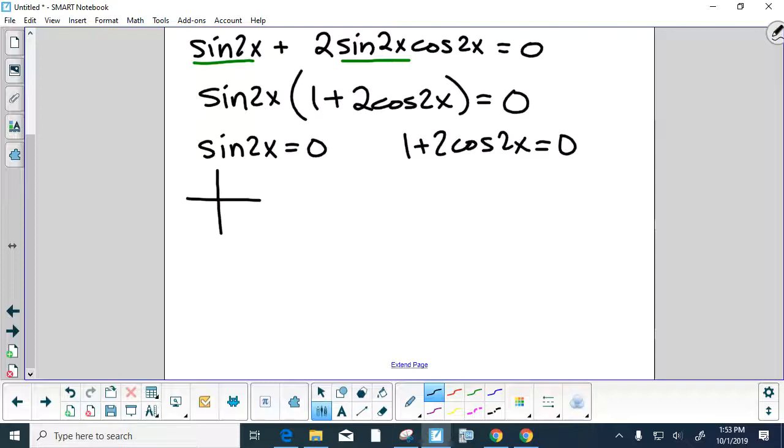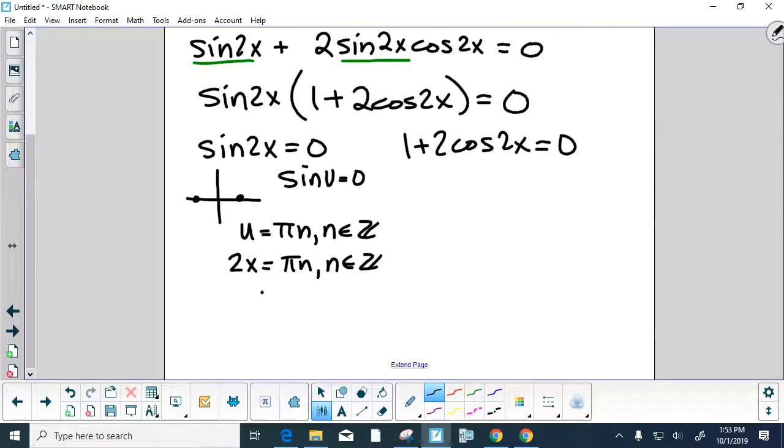where's the sine equal to 0? Because sine of u is equal to 0. Here and here, right? So what does u equal? Good, pi n, and n an element of the integer set. Now I know I'm going between 0 and 2 pi, but let me show you how I do it, okay? u is equal to 2x, so 2x equals pi n, and n an element of the integer set, and then x equals pi over 2 times n, n an element of the integer set.